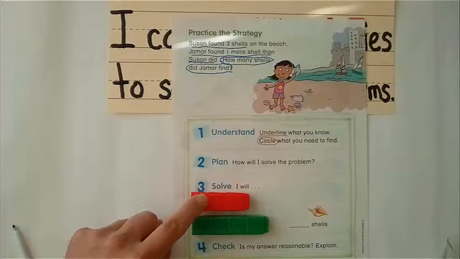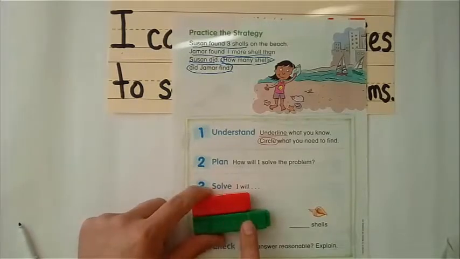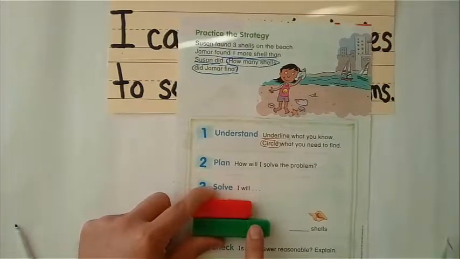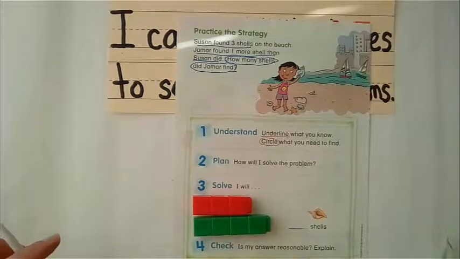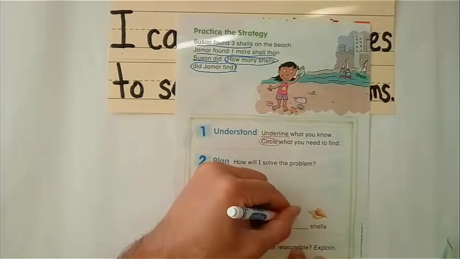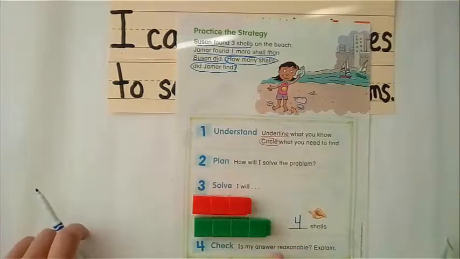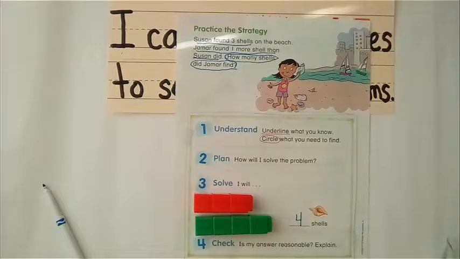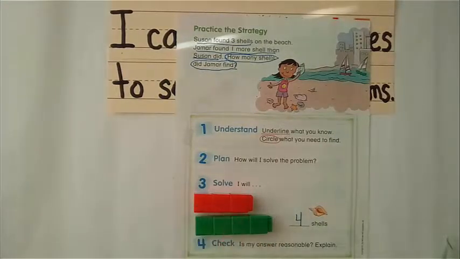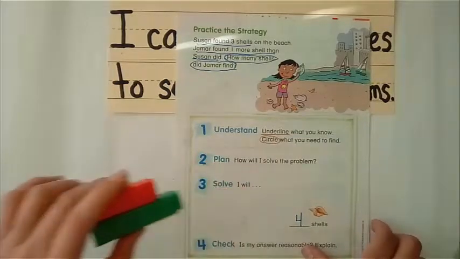Okay, so do you see how this is Susan and this is Jamar? And Jamar found how many? One more. So how many did he find? 1, 2, 3, 4. That means Jamar found 4 shells. Does that make sense? Because he found one more than Susan. And this picture, my blocks help me visualize that story. Okay, so great. Now let's go to the next page.